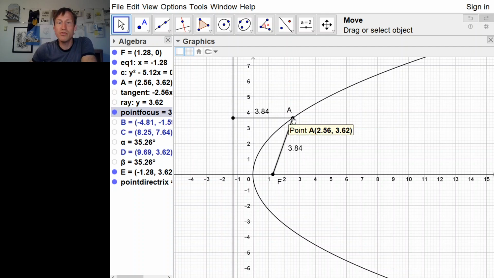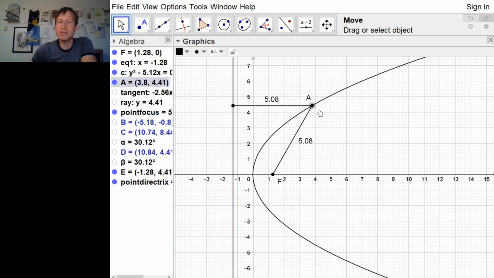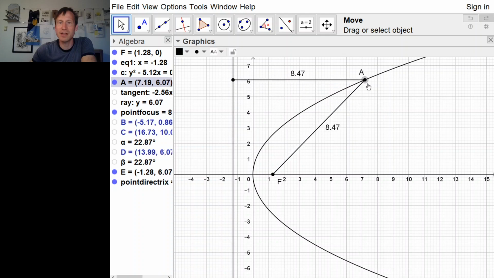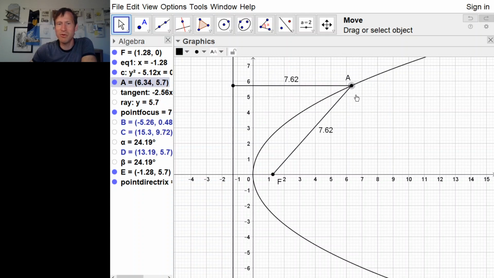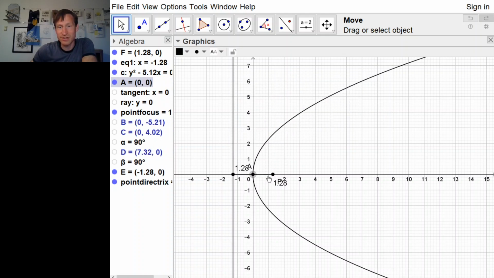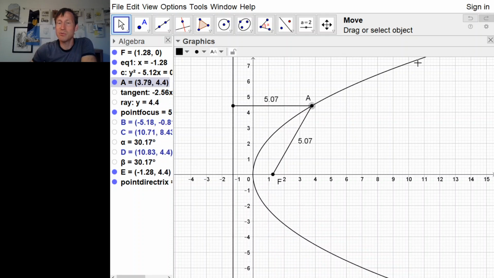And if we move this point along the parabola, those distances will change, but they'll always be equal to each other. So way out here, they grow all the way up to 9.14. In between the focus and the directrix, they're much smaller, 1.3, 1.92, but always these two distances are the same. And that's how you can be sure that this curve really is a parabola.